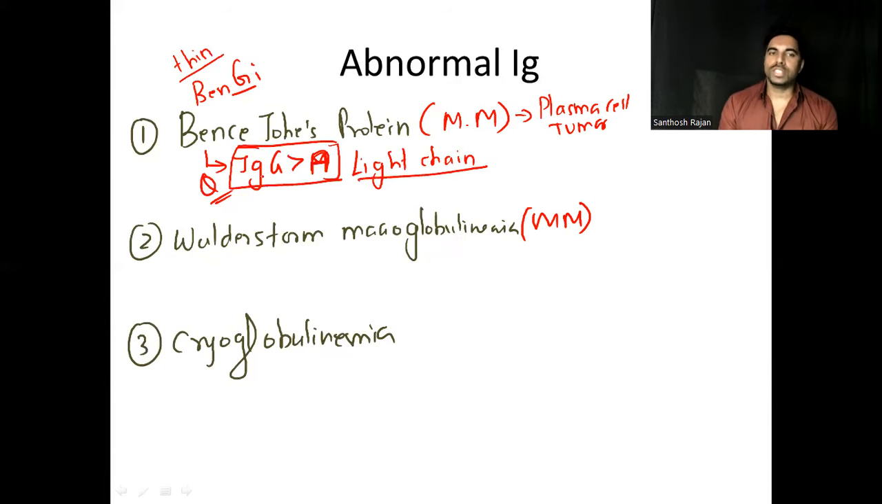Multiple myeloma, which is IgG more than IgA, and Bence Jones protein in the urine. Simply Benji. The shortcut is thin Benji. You can remember it and not forget it. Okay, right. Now Waldenström macroglobulinemia. In Waldenström macroglobulinemia, W always looks like M. M is equal to M.